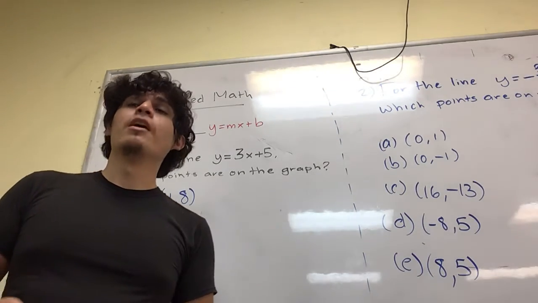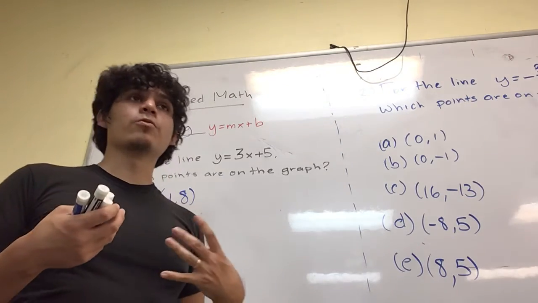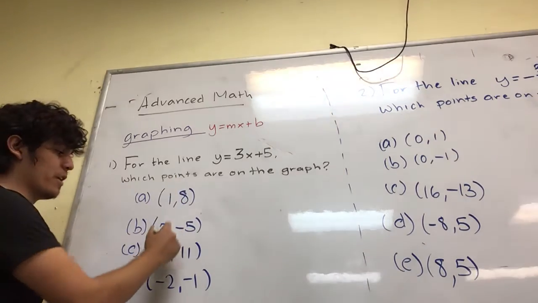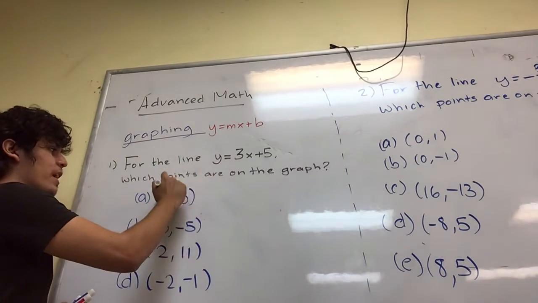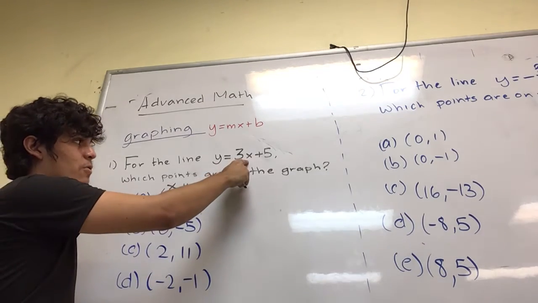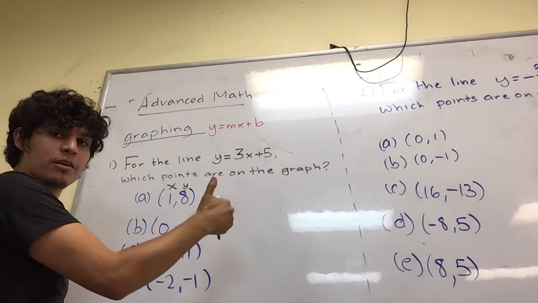Now you might be asking, Mr. Mian, how on earth do I find the points that are on the graph? It's very simple. Remember that the first number of each of these is your x, and your second number is your y. So all you're going to have to do is plug the x into here, and if it gives you the same y, you're good.